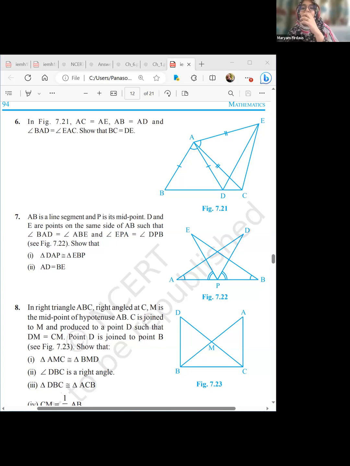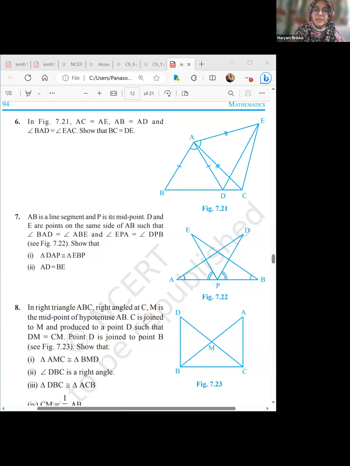The reason we are first reading the statement and then making the figure is that right now the figure is given to you in the textbook. But many a times the question doesn't give you any figure, it just gives you statements like these, and expects you to draw a figure based on them. So you should know how to do that. So it's saying on the same side of AB, let's name this point as D and this point as E.